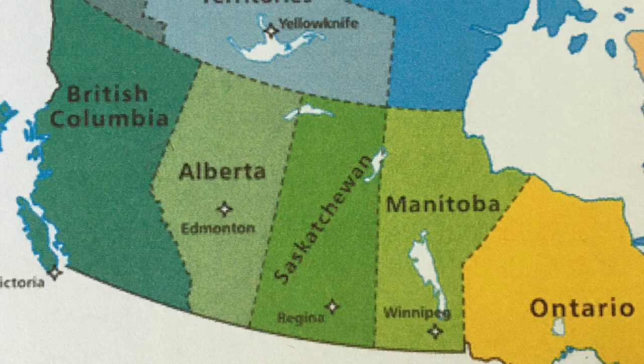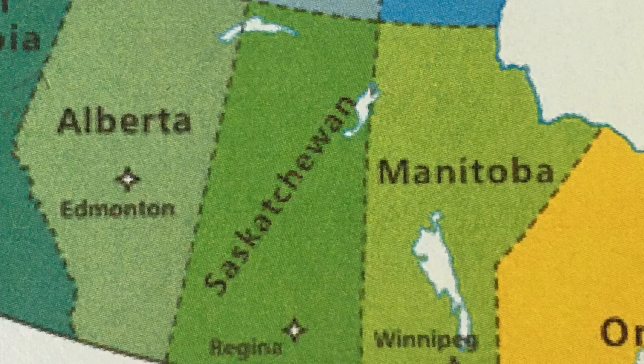Say these provinces again. British Columbia, Alberta, Saskatchewan, Manitoba. Now the prairie provinces are Alberta, Saskatchewan, and Manitoba. Students, do you remember what prairies are?